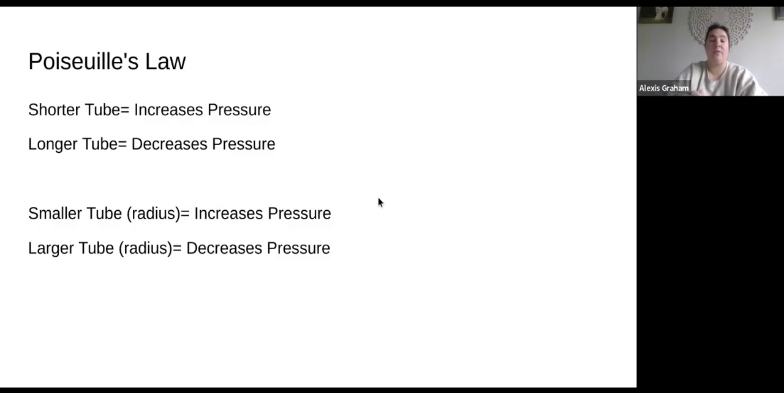Poiseuille's law, don't forget that the shorter the tube and the smaller the radius of the tube, you have a higher pressure. But if you have a longer tube and wider radius of the tube, the pressure will be decreased and not as high.